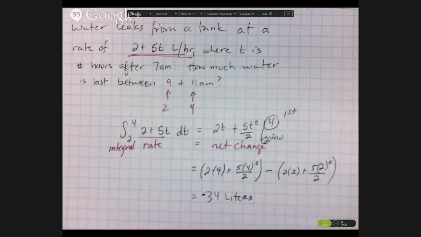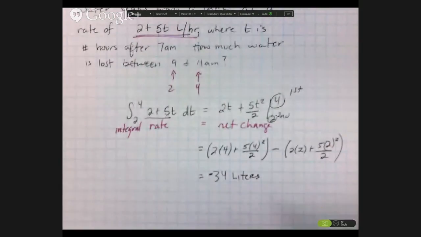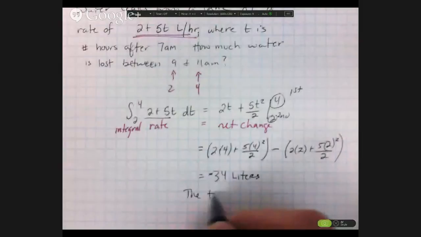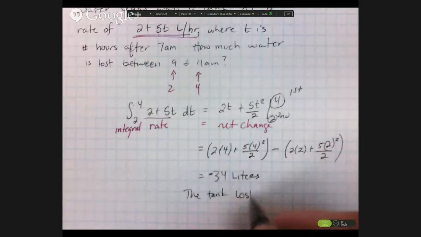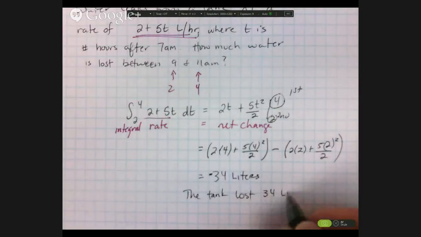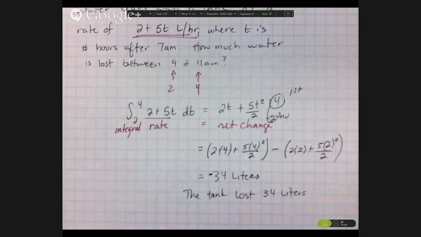So here's where you have to be kind of careful. We got a negative number because we've lost fluid, right? When you state, if this is a free response, the tank lost how many? 34. It didn't lose negative. No, it did not. Correct. So be careful there.